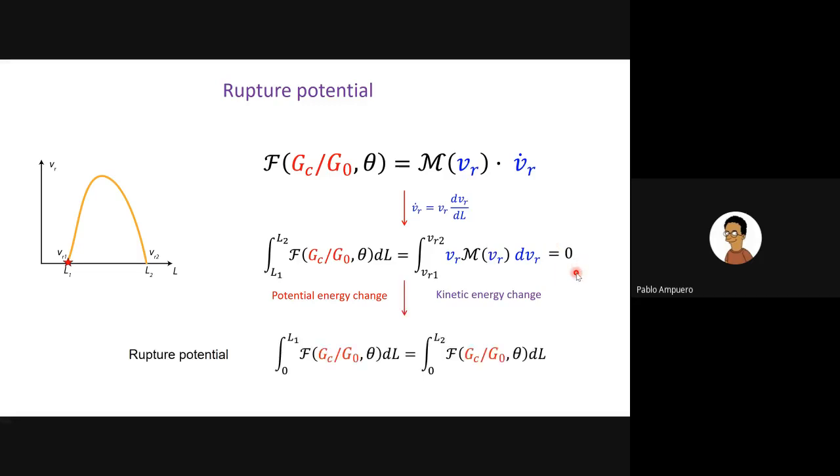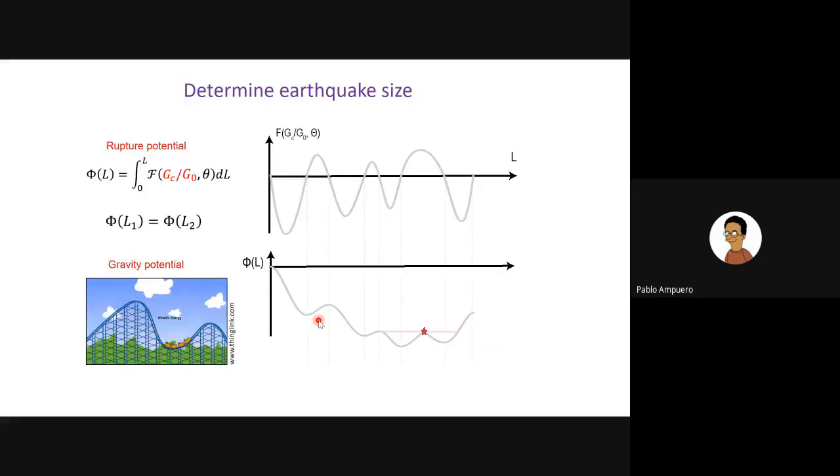So that equation brings us to this equation here at the bottom, in which we can now define a rupture potential, which is this quantity here in the integral. So what can we do with that rupture potential? Let's call it phi.